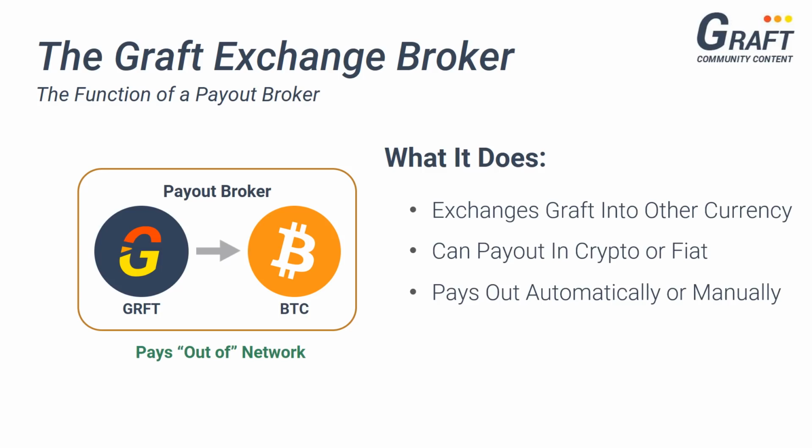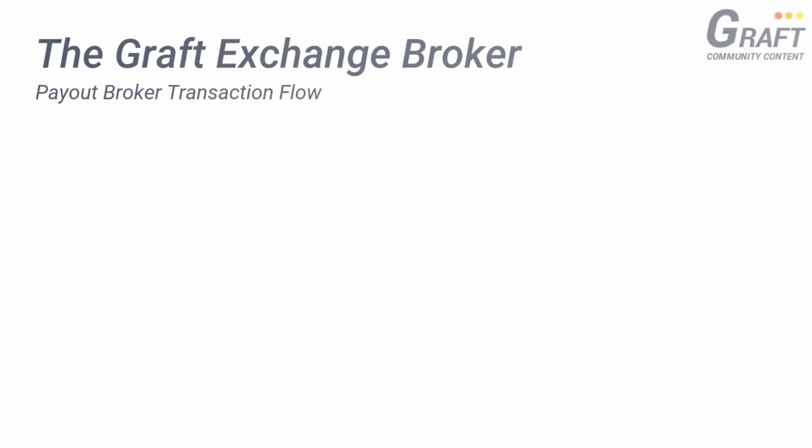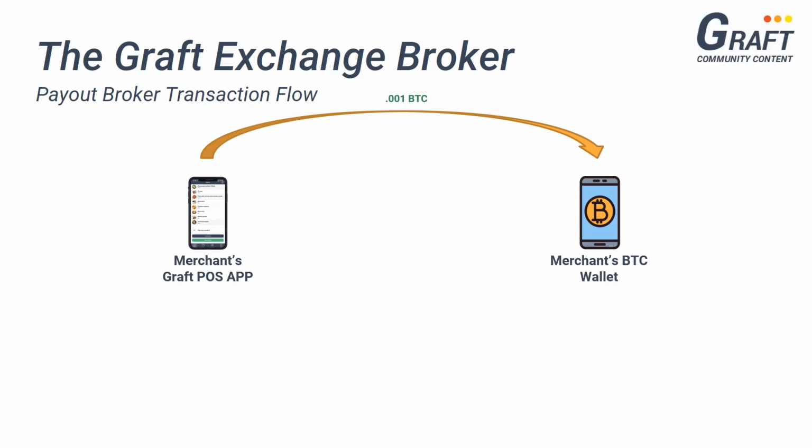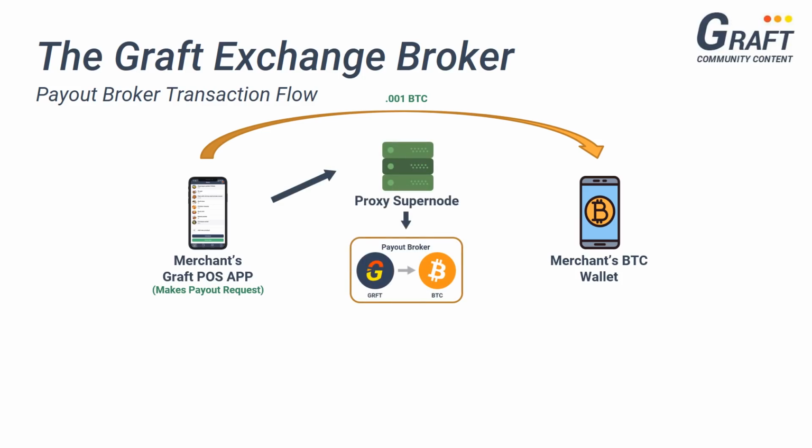Like the pay-in broker, the payout broker also charges a small exchange fee of 0.25% at the time of a transaction. Let's take a look at how a payout transaction occurs when the merchant wants to exchange their Graft for a different cryptocurrency. When a merchant wants to receive payout in a cryptocurrency like Bitcoin, for example, the merchant will have to make a payout request from their Graft point-of-sale app or their Graft-enabled point-of-sale terminal. The transaction request will quickly be sent over to a proxy supernode, which will then select a Bitcoin payout broker from a list of available brokers.